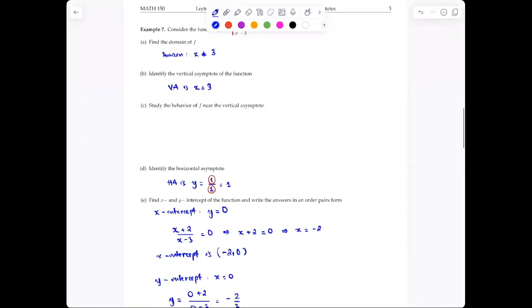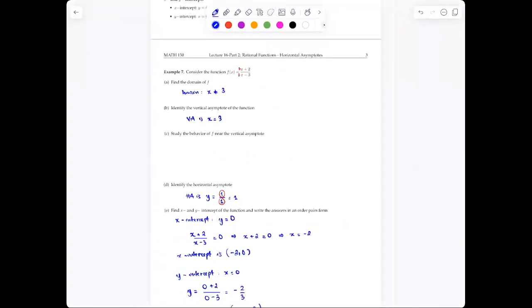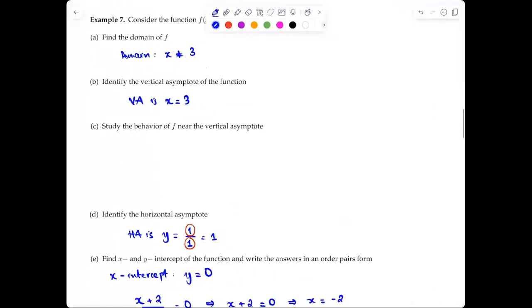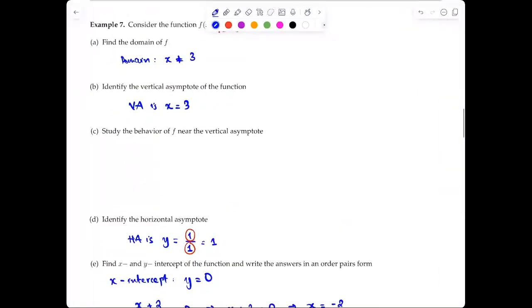All right. Are you okay with A, B, D, and E? Any questions on those? All right, let me go back to C. Now I want to study the behavior of the function near the vertical asymptote. So we did a similar problem, but when we have the graph of the function, that is a lot easier. It's a little bit harder to analyze without the graph, but bear with me. Let me go back to the previous lecture.